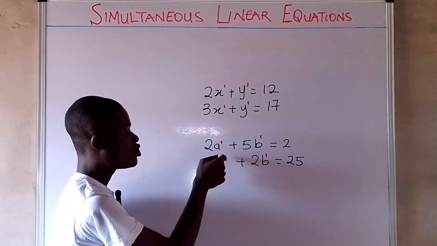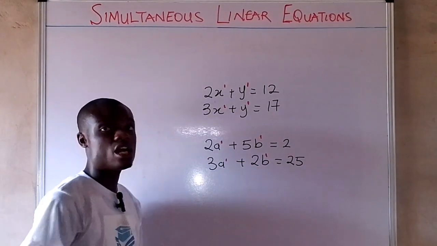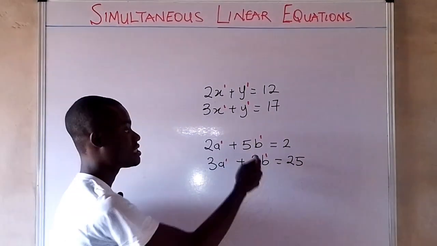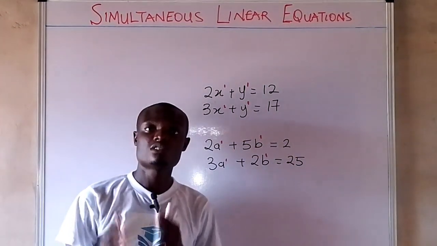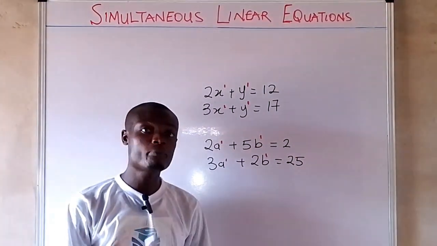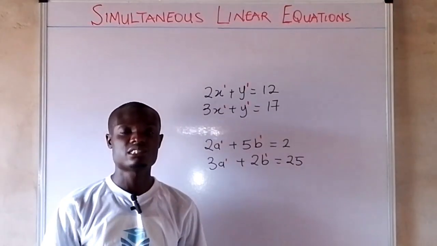Also, if we take a look at this equation, if a is, let's say, minus 1, in this other equation, a will also be minus 1. And if b is, let's say, 0, b will also be 0. So in essence, a simultaneous linear equation consists of two or more pairs of equations which have the same unknown.